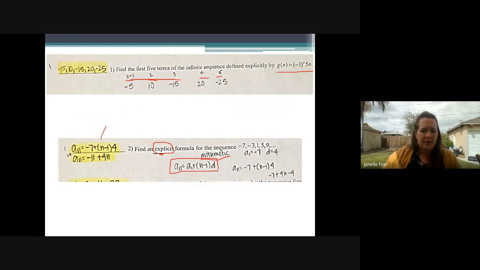So that is literally what I wrote down for the first answer right here: a sub n equals, you do need the a sub n part, -7 plus (n-1) times 4. I might have even put the 4 in parentheses. That's especially important if you're doing a negative number for the common difference. This would have been a beautiful answer, but if you decided to distribute the 4 and simplify, I also would have accepted an answer of a sub n equals -11 plus 4n. Either of those answers would have been correct.